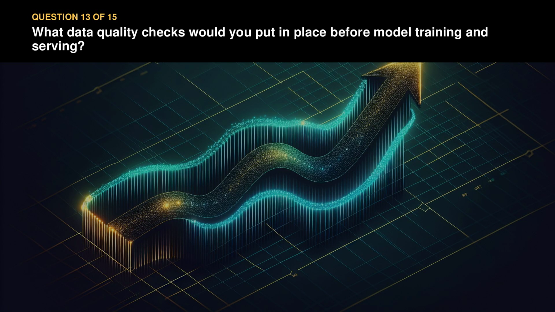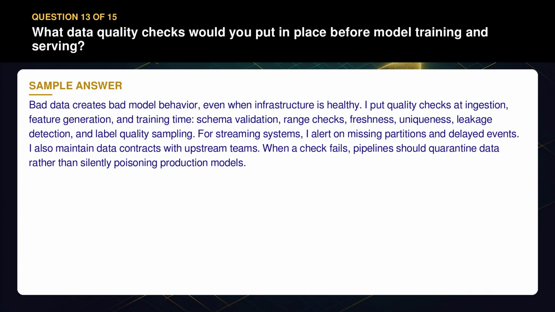Question 13. What data quality checks would you put in place before model training and serving? Bad data creates bad model behavior, even when infrastructure is healthy. I put quality checks at ingestion, feature generation, and training time. Schema validation, range checks, freshness, uniqueness, leakage detection, and label quality sampling.